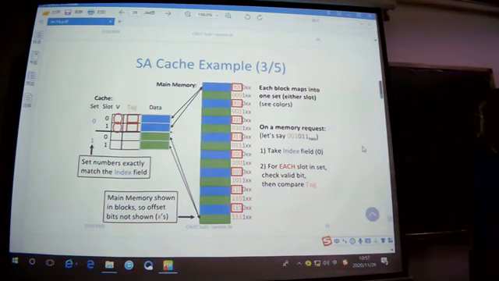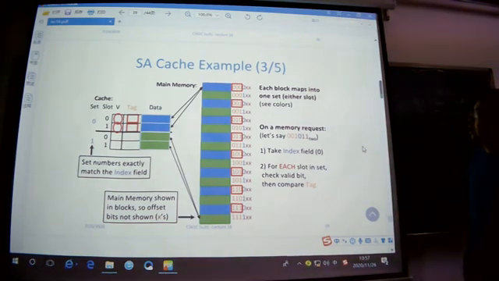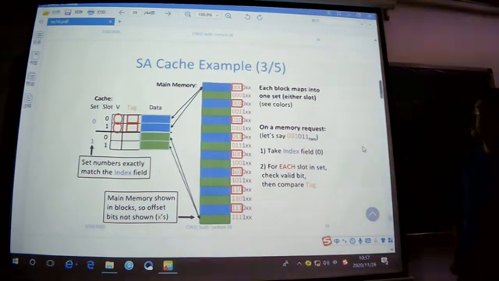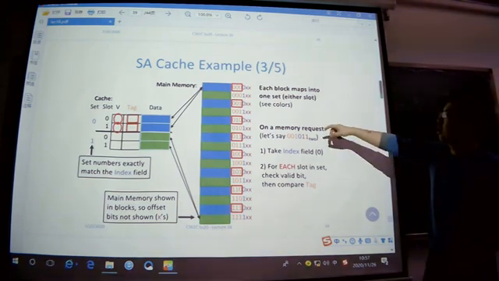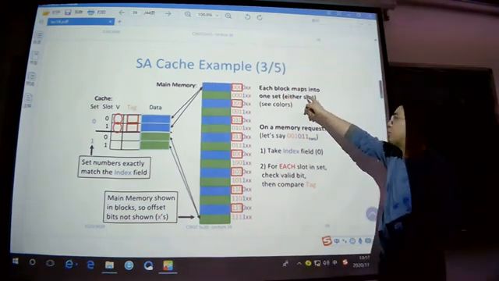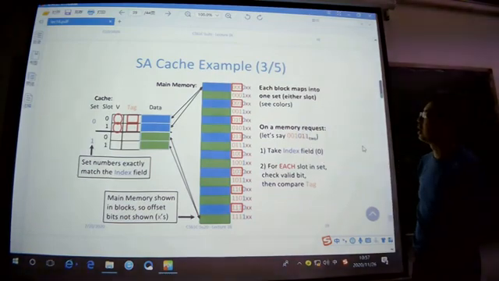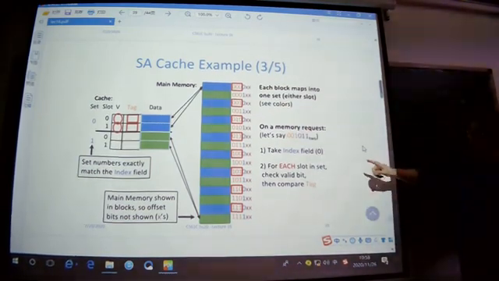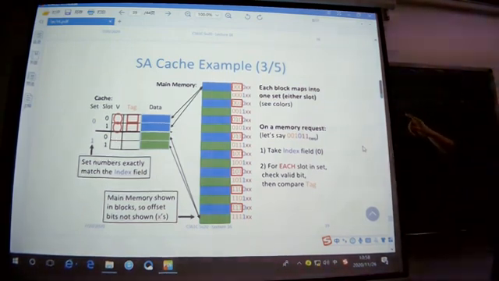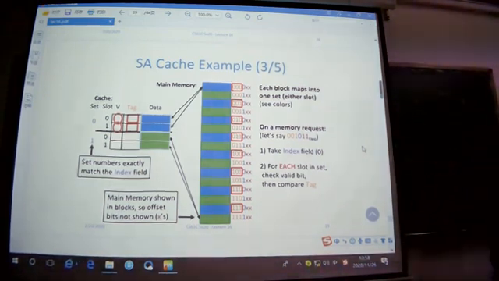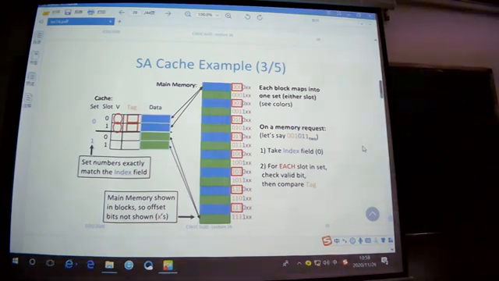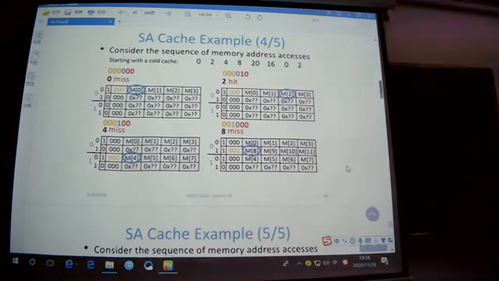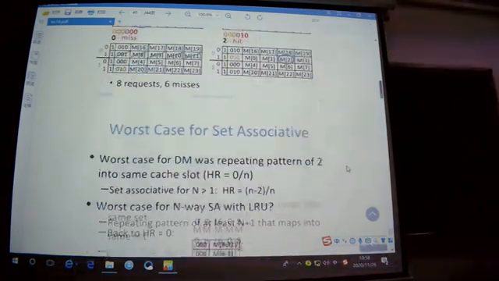We can find in this SA cache, each block maps into 1 set, is the main idea. Or each block maps into 1 slot. So we can see colors. It has two slots and 2 sets, green and blue. This is the address table, so we don't care.